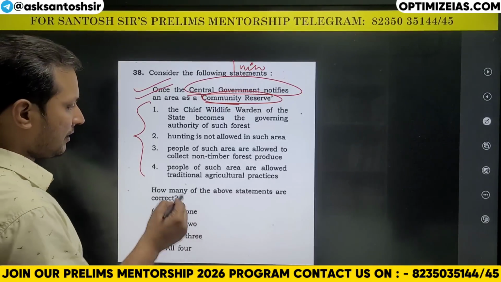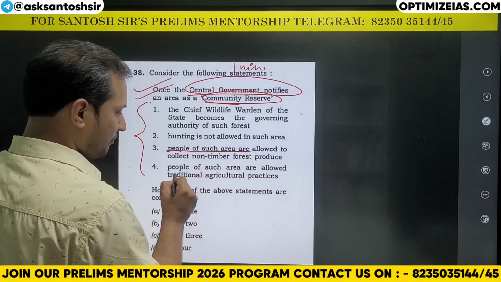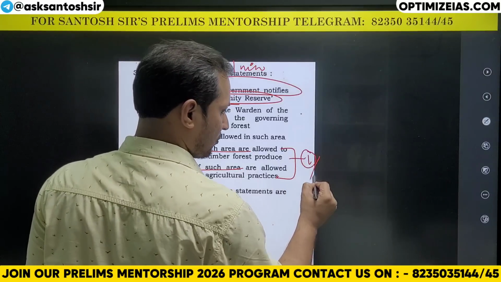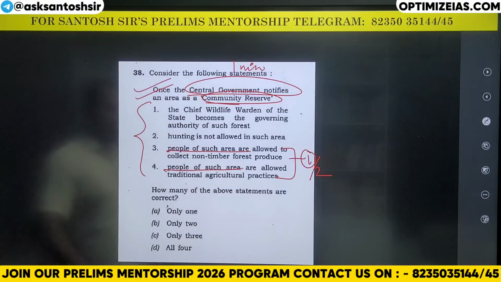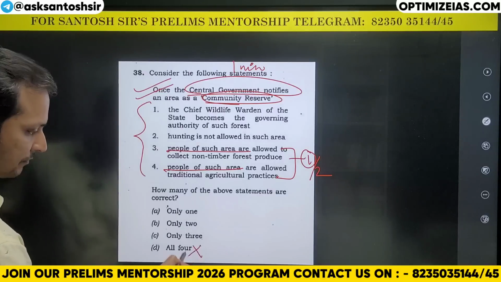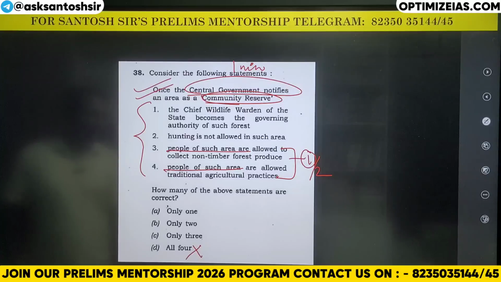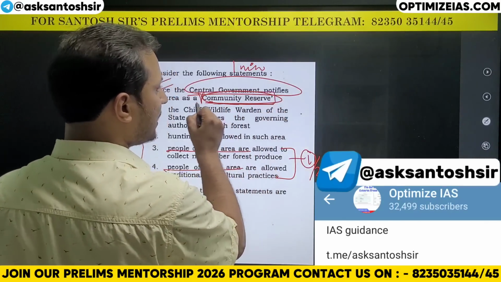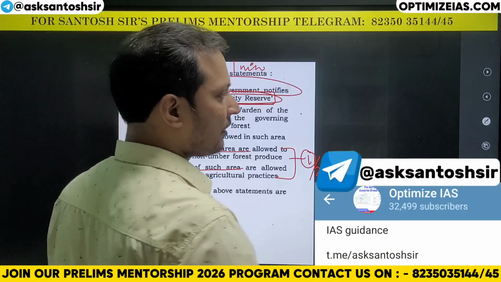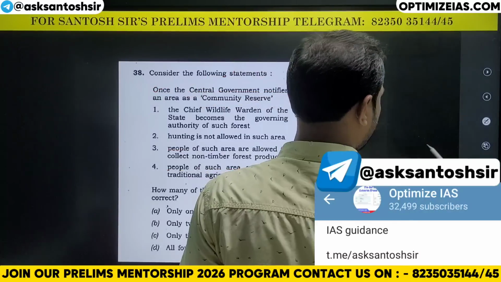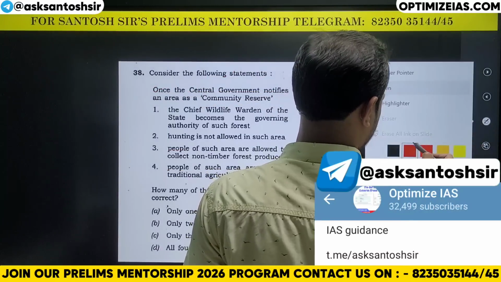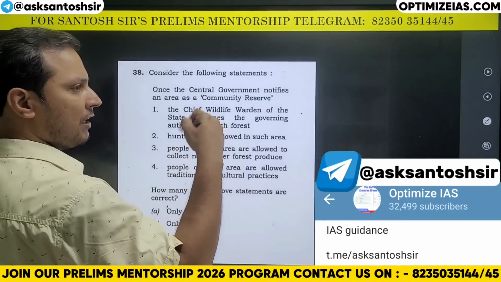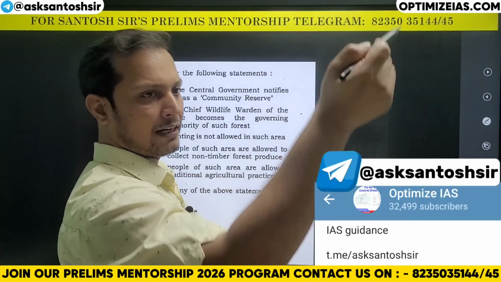Guys, you can see here, people of such area, people of such area. What I taught you, only one statement out of 2 will be correct. So already this gone. Now you see, guys, community reserve. It is a community reserve. What is the meaning of community reserve? What is the difference between community reserve and other kind of reserves? For example, national park or something like that. What is the difference?